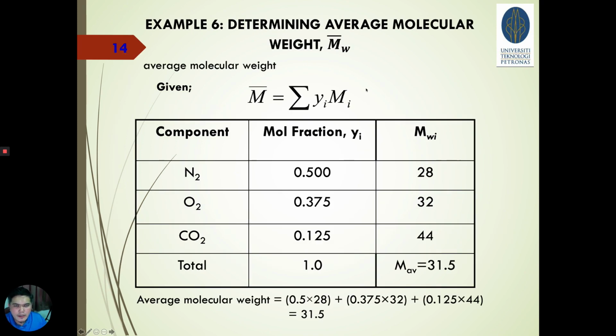As such, you can also determine the average molecular weight. Okay, so for example, you already determined the mole fractions as follows, which are 0.5, 0.375, and 0.125 for the different components. And you know that the molecular weight for each of these components, for example nitrogen, is given as 28, 32, and 44. You want to determine the average molecular weight. So what you can do is use this particular formula, where each of the mole fractions is multiplied with the molecular weight.